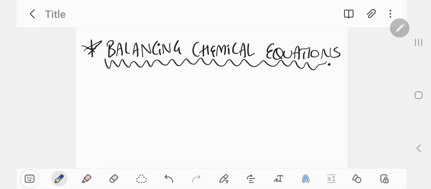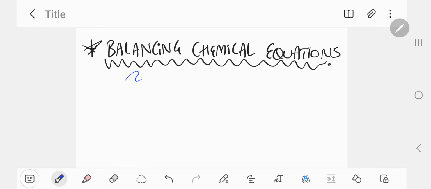I'm going to start from the very beginning with what an equation is in general. So equations, they're basically symbolic representations of the physical world. Be it a mathematical equation describing how gravity works, or a chemical equation describing how a chemical reaction takes place. Now I'm going to focus on chemical reactions.